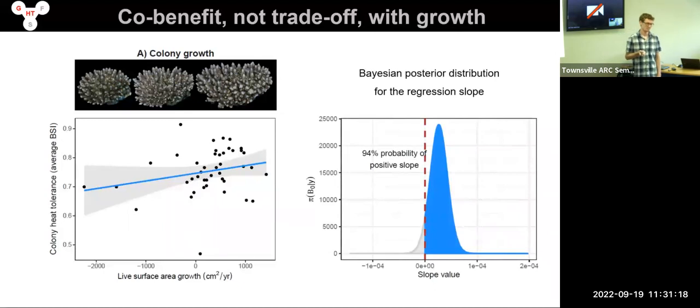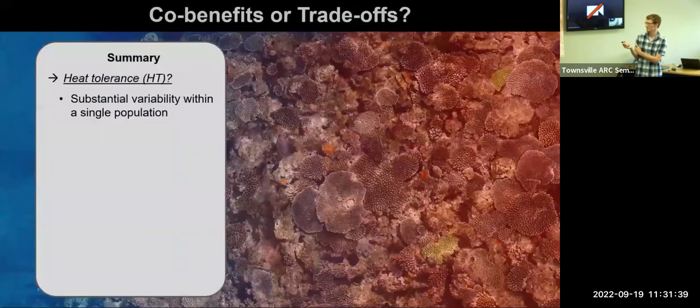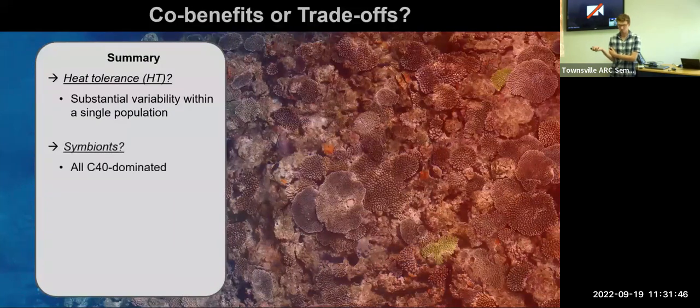So we went into this thinking you're going to find the heat tolerance growth trade-off. And as we started to get the results in, it seemed like a weak trend. And as we built more and more of those 3D models, we realized actually this is a positive association, which is quite unexpected. But it does mean, okay, so just to wrap things up for this section. Again, within this population, we found a lot of variability of heat tolerance. They were all hosting the same symbiont community.